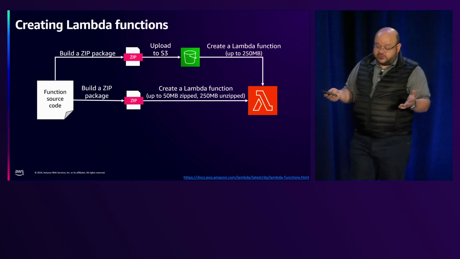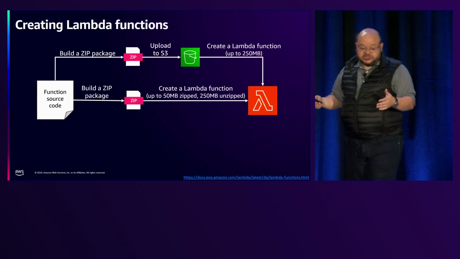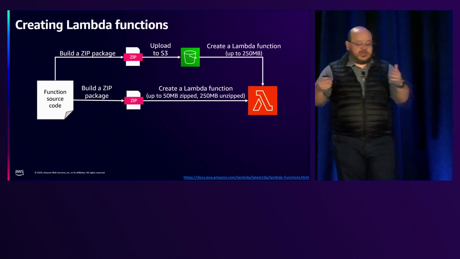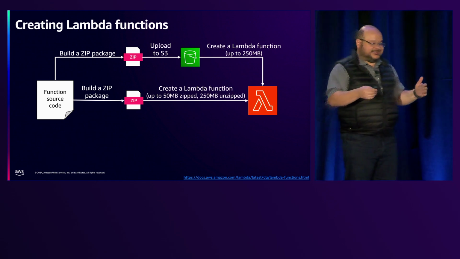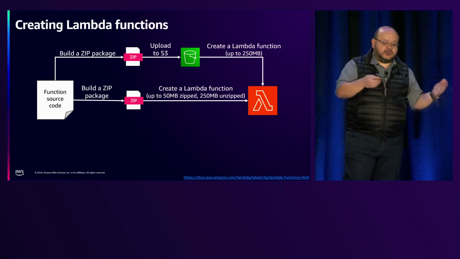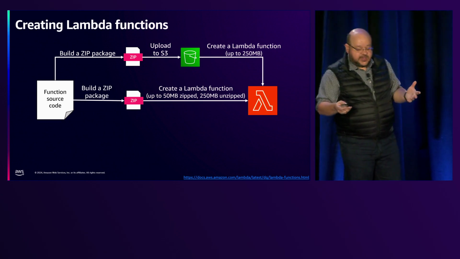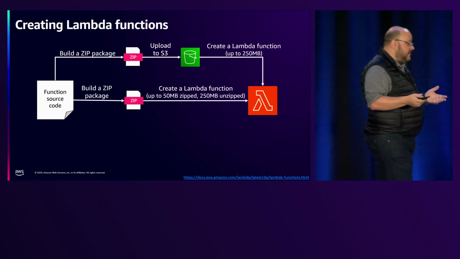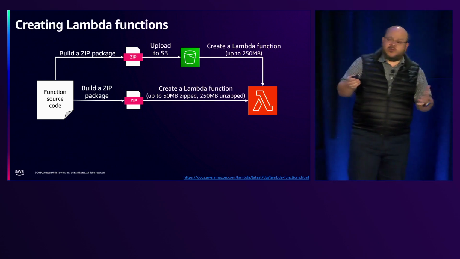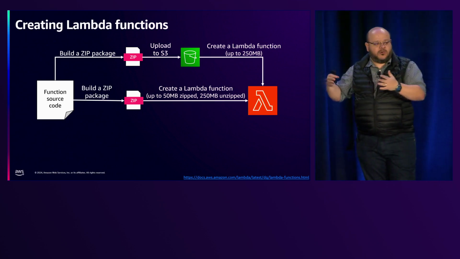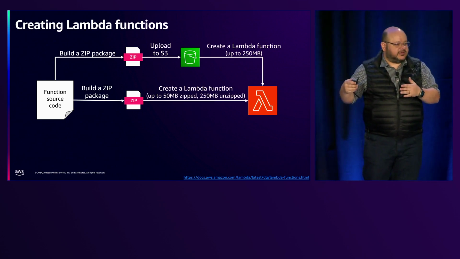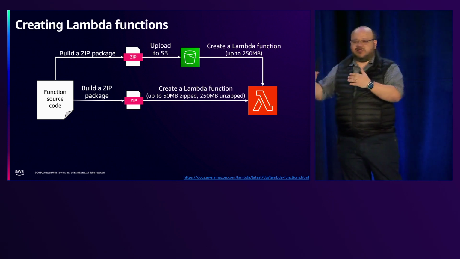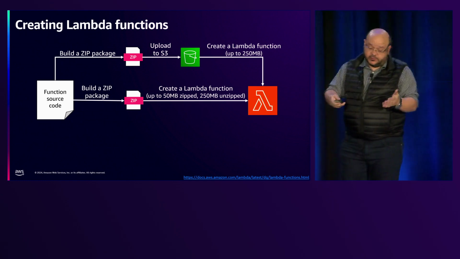Now, another approach, when your functions are getting larger, is you can still zip it, but instead of directly deploying that to Lambda, you upload it to S3. And from S3, you create your Lambda function. This will allow you to overcome that limitation of a 50 megabyte zipped function. And also will leave you with a trail of all the deployed packages in S3. So if you need to maintain a trail of all the packages that were ever deployed, you got it right here.